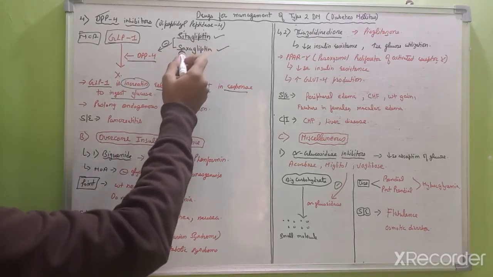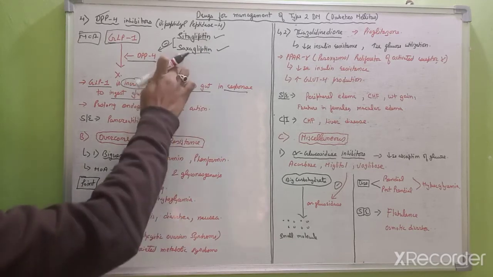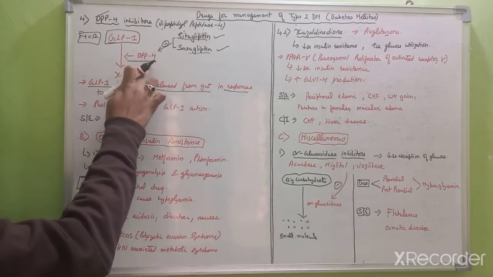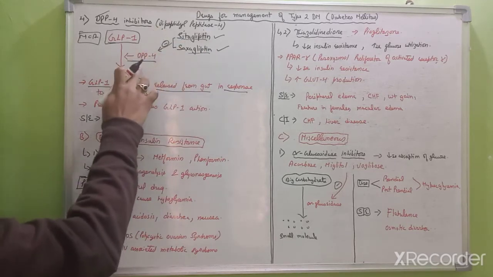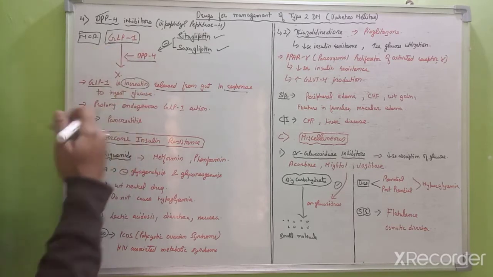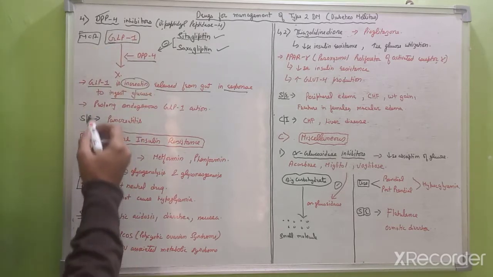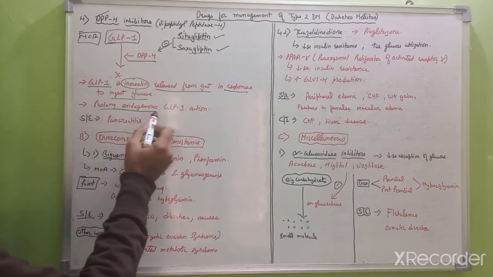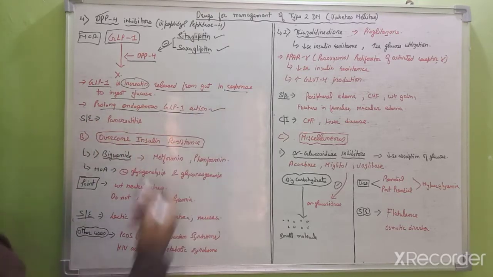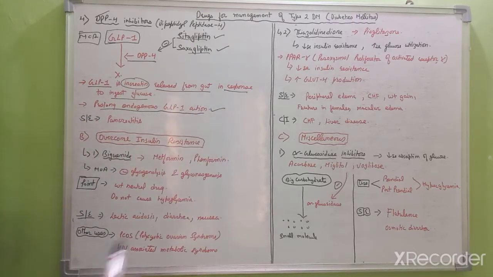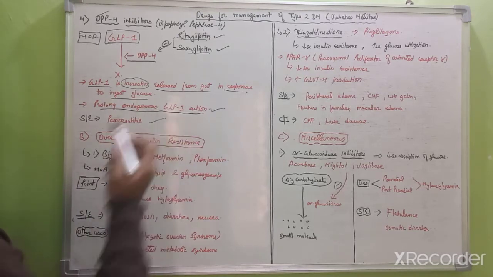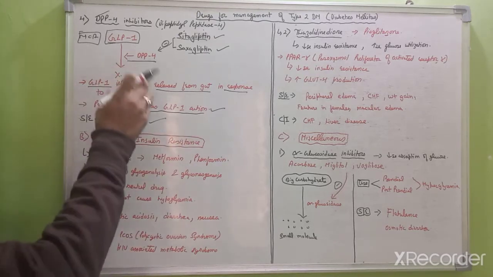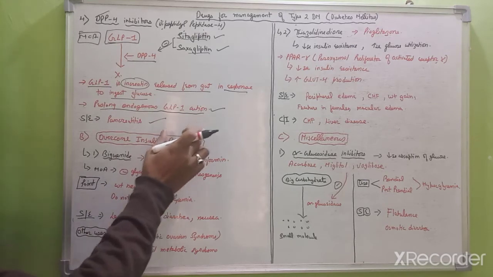There are drugs like sitagliptin and saxagliptin. These drugs inhibit the DPP4 enzyme, so that the GLP-1 action will be increased. So these drugs prolong the endogenous GLP-1 action. The side effect of these drugs is that they cause pancreatitis. So this is all about the class A drugs.